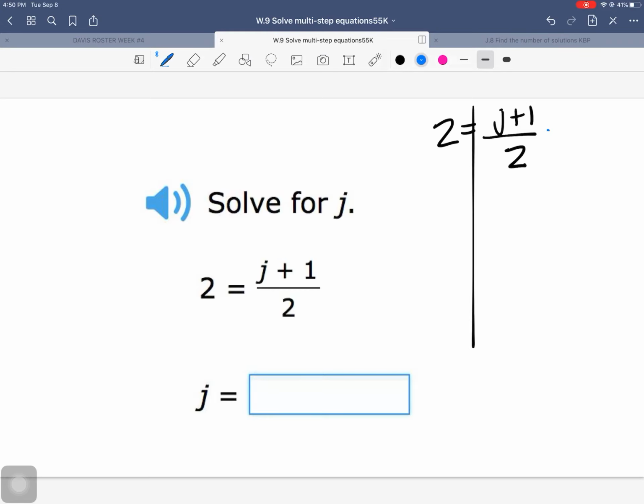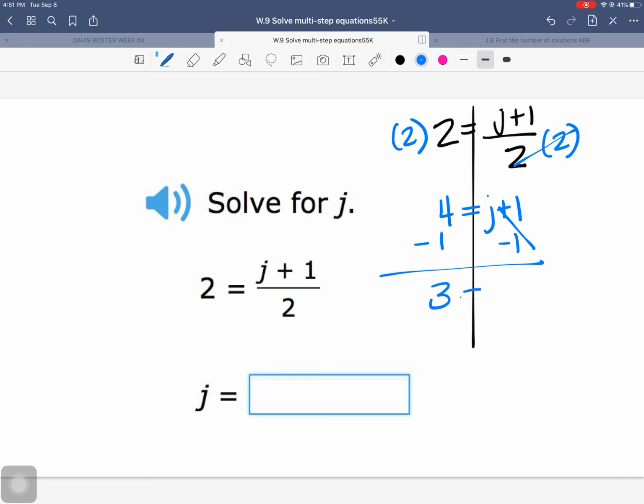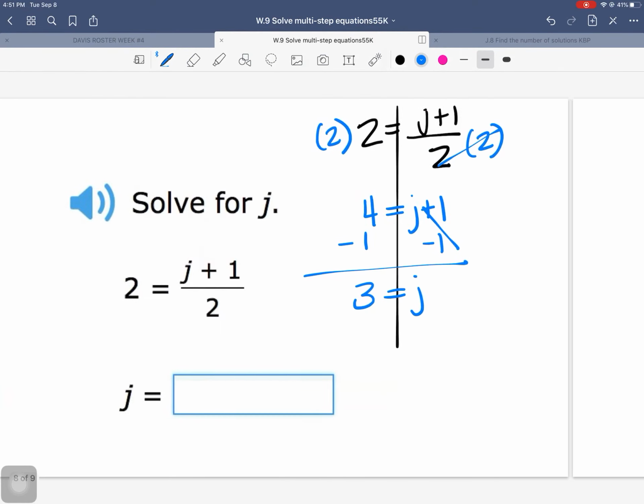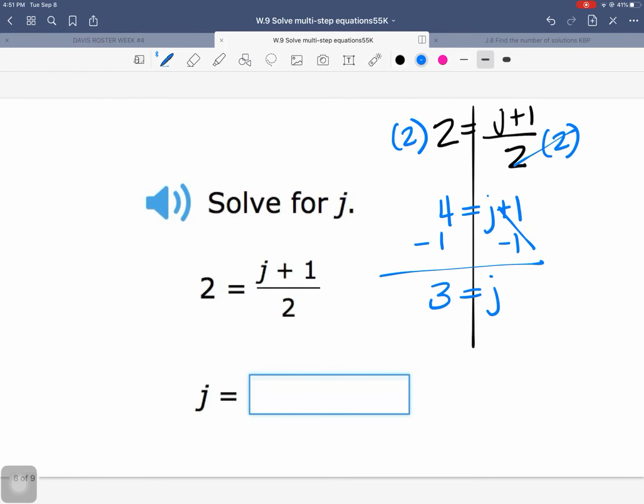I'm going to start by multiplying both sides by 2. Subtract 1. And J equals 3. Okay, that's the same problem. So it looks like we're done.